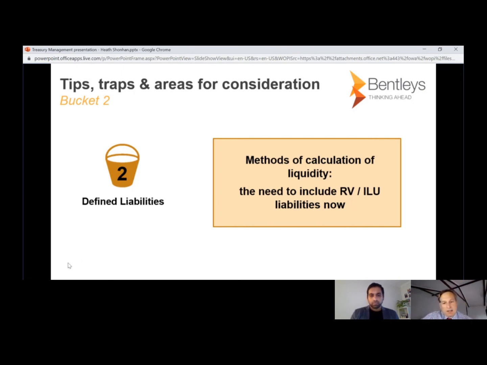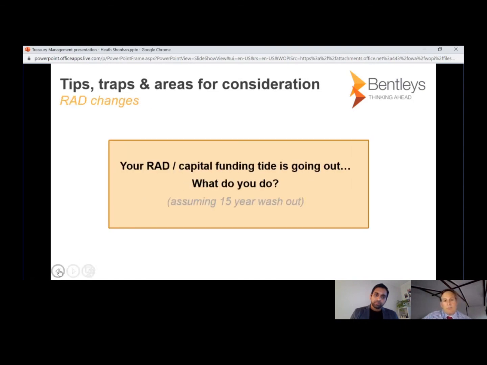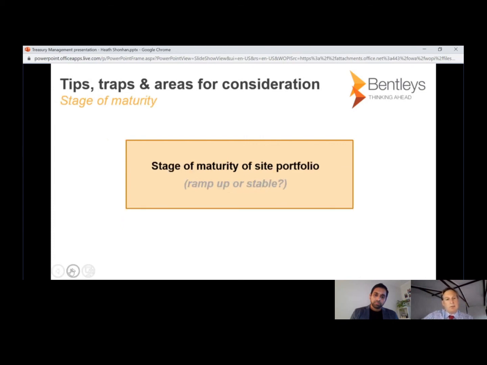So both of those inputs absolutely change that very simple 10% that we talked about before, because not only may you have less money coming in as a result of dropping residential property prices into the future, as the traditional metrics aren't there to support it anymore, but also the time to actually bring in the new money is a key input into this defined liability bucket. If your RAD and capital funding tide is going out, what do you do? Assuming a 15-year wash is a big question.